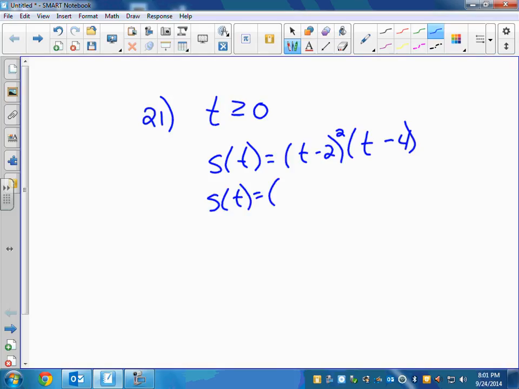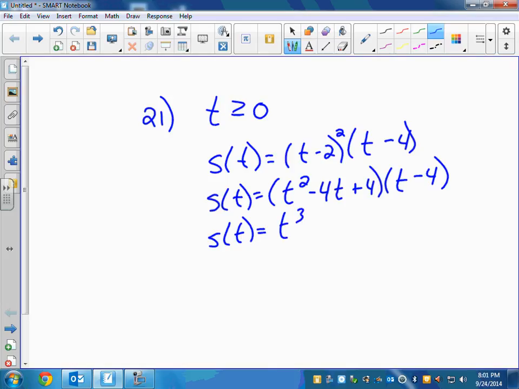So if I FOIL this out, then I'm going to get t squared minus 4t plus 4. And then you got to distribute again. And I'm just going to go ahead and tell you what my answer was. I hope that you did this. I got t cubed minus 8t squared when I combine like terms, plus 20t minus 16. And that's just working that out so that I can take the derivative without having to do a whole lot of crazy rules here.